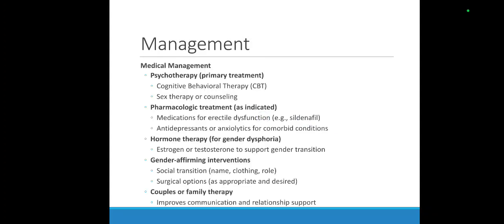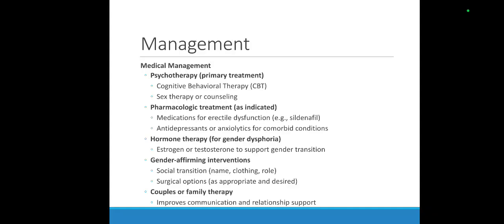Now, what are the medical management for people who are experiencing this type of sexual and gender disorders? So, psychotherapy is a primary treatment. Cognitive behavioral therapy or sex therapy or counseling. Pharmacologic treatment may be prescribed if, for example, patients who are experiencing erectile dysfunctions, they have to be given medications for that, or antidepressants or anxiolytics for patients who have comorbids such as depression or anxiety.